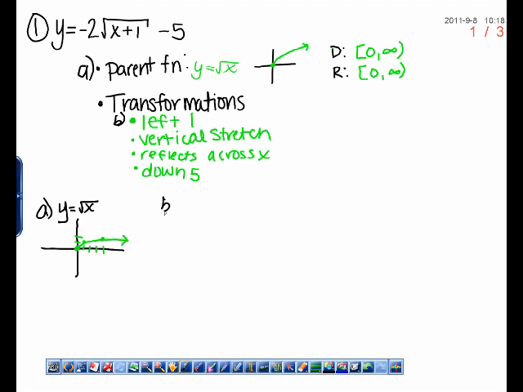So what I'm really going to be graphing here is y equals the square root of x plus 1. We're going to take each of our points and move them left 1. So 0, 0 is going to become negative 1, 0. 1, 1 is going to become 0, 1. And 4, 2 is going to become 3, 2. I took my whole graph and shifted it to the left.